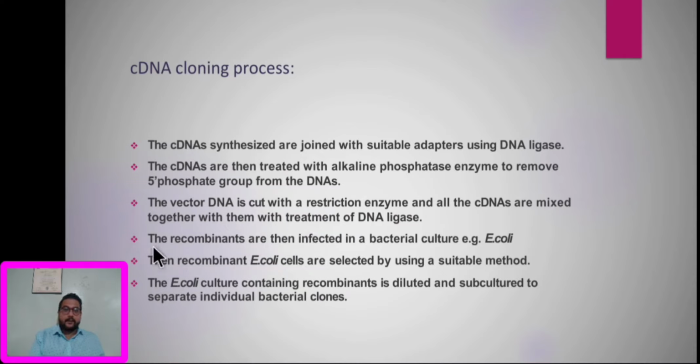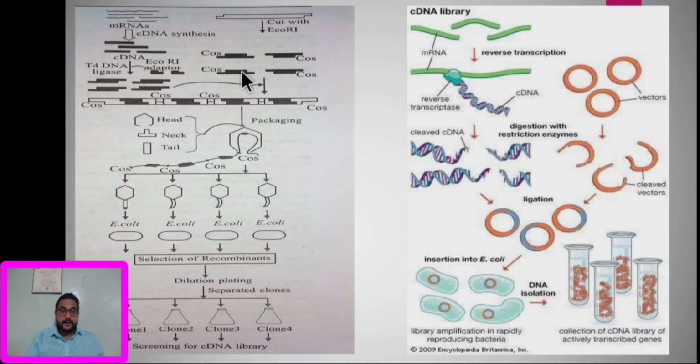Okay. Then the fourth step is the recombinants are infected into the bacterial culture, that is E. coli. Then recombinant E. coli cells are selected by using a suitable method. Then the E. coli culture containing recombinants is diluted and subcultured to prepare individual bacterial clones. Okay, this is the cDNA cloning method, which is explained in 6 steps. Now this is the cDNA cloning, how a cDNA library is prepared.